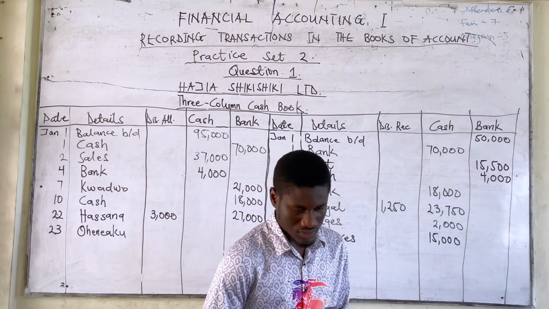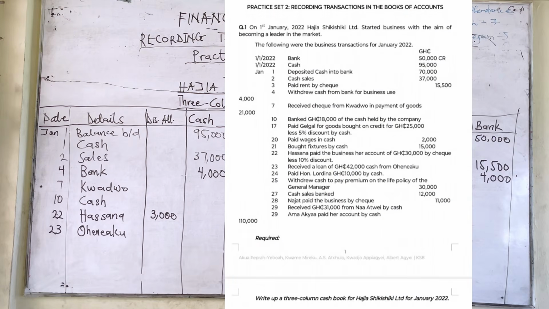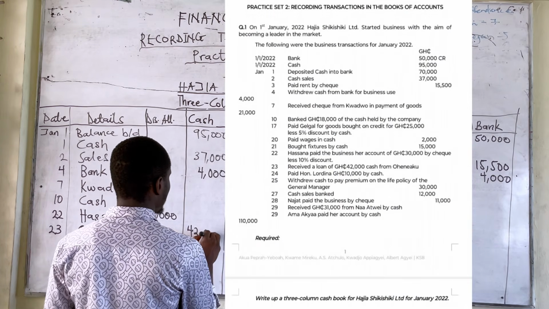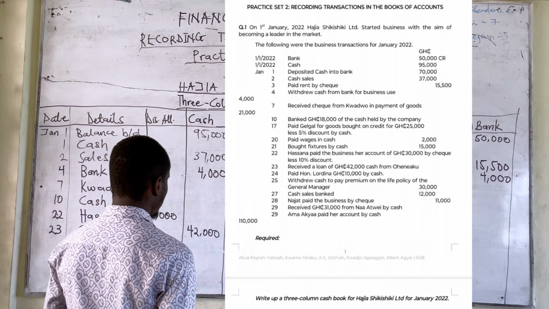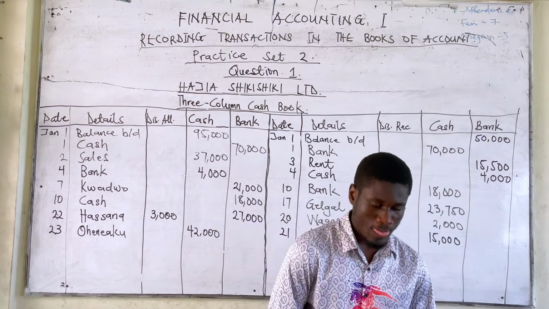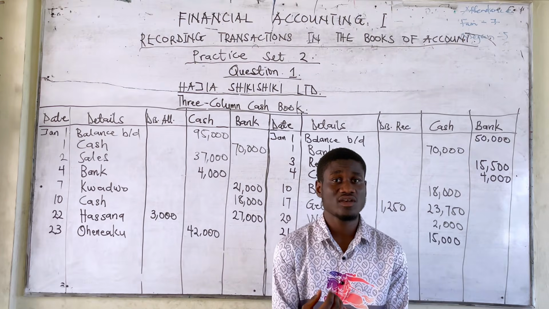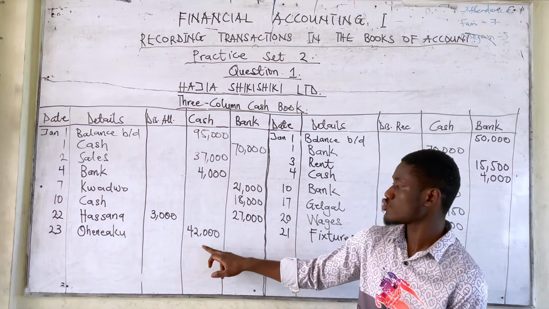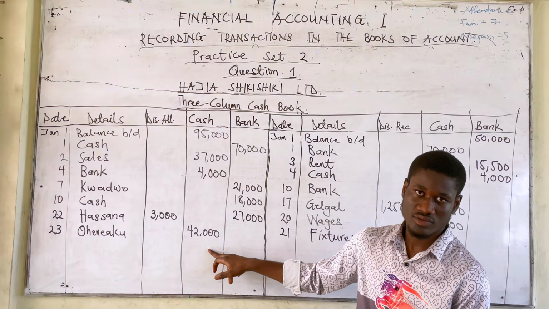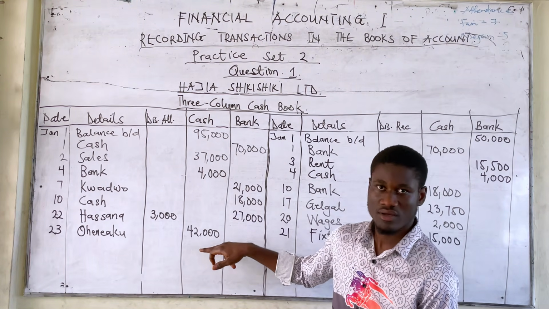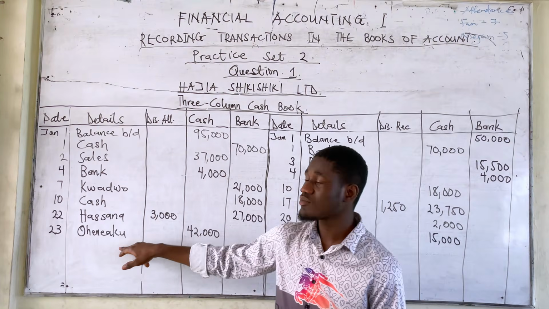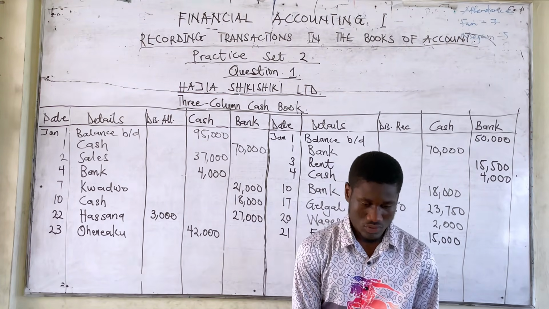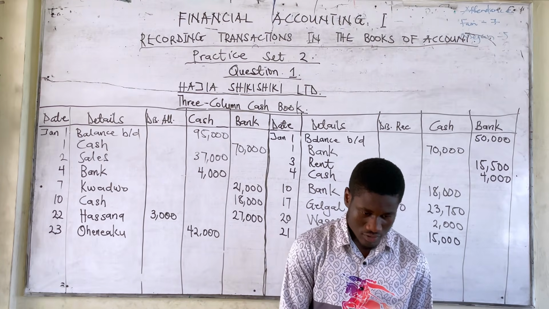What's the amount? 42,000. Good. Because we received a loan and it was not by check, it was by cash. So it's going to increase our cash amount. Yes, so record in the cash column in the name of Ohineku, because that's the other account here. Good. So we go to January 24.